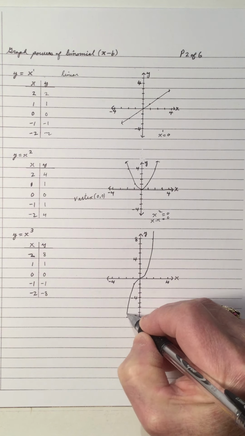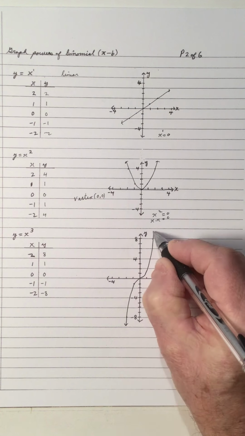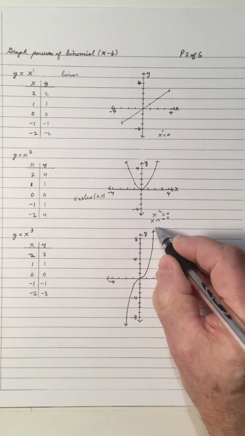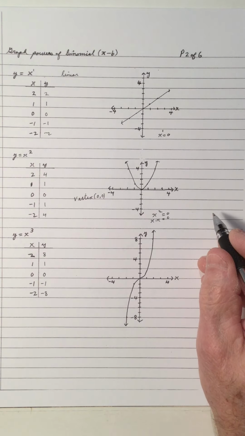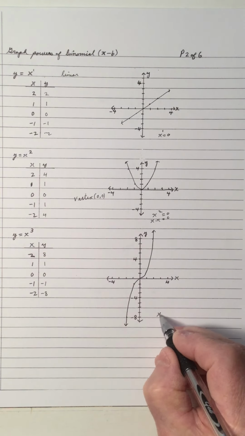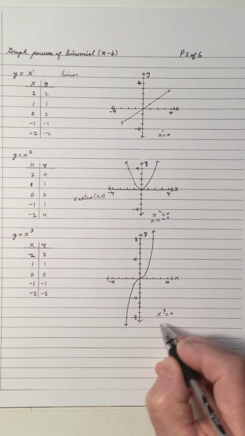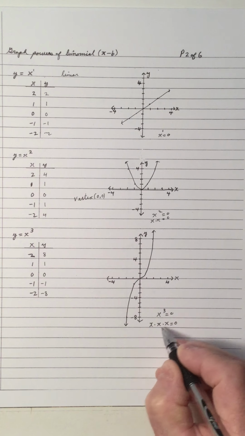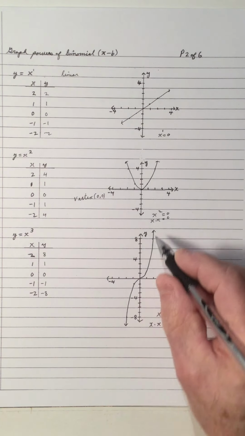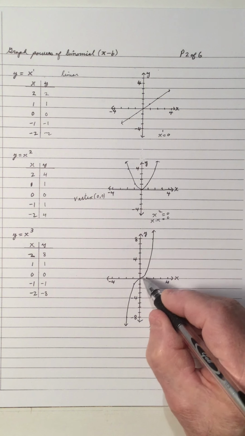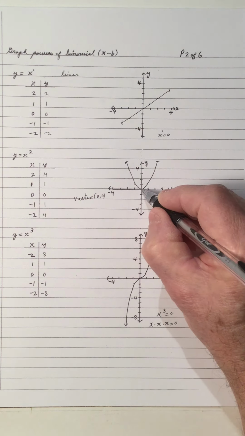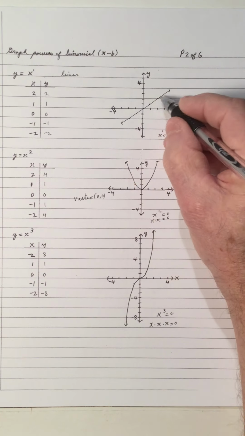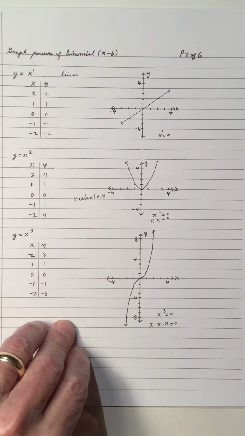And again, this is the basic equation for y equals x cubed. Notice how it goes like a sideways s. X cubed equals 0. So it's an x times an x times an x equals 0. So there's 3. So y equals x cubed is a sideways s going through 0, 0. Y equals x squared is a parabola, tangent at 0. And y equals x is linear.